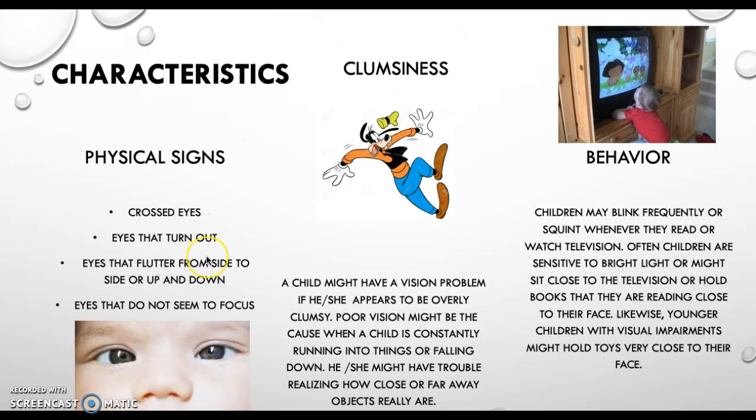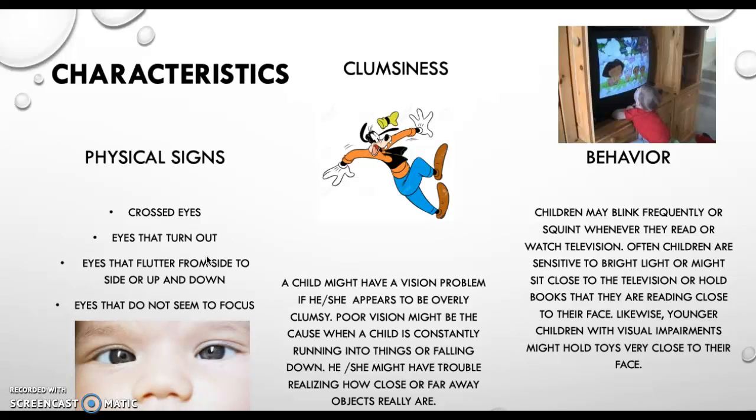Some of the characteristics of blindness include physical signs, so whether you can see the kids have crossed eyes, or they have eyes that turn out, eyes that flutter from side to side or up and down, and then those eyes that just don't seem to focus.